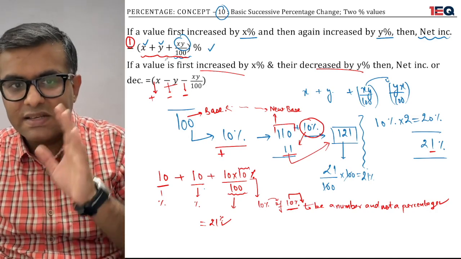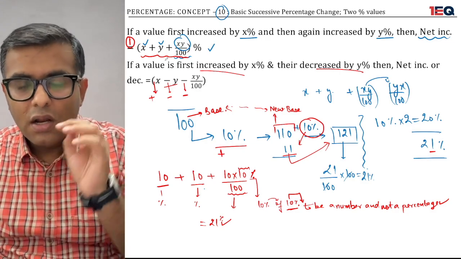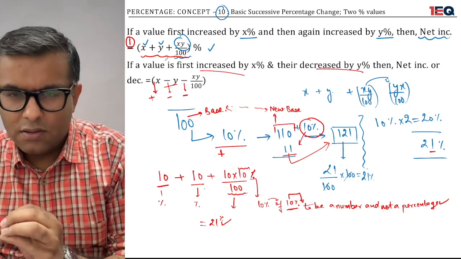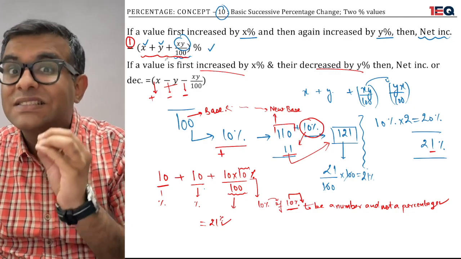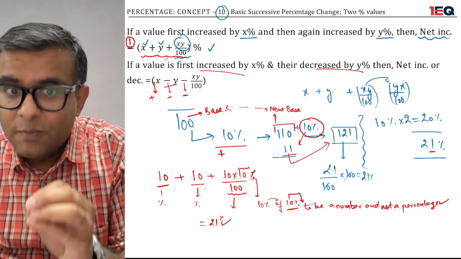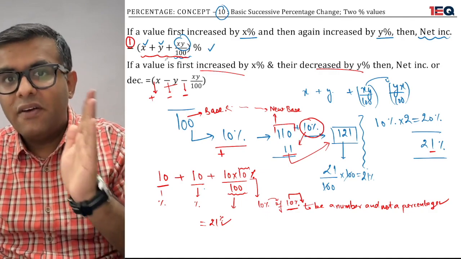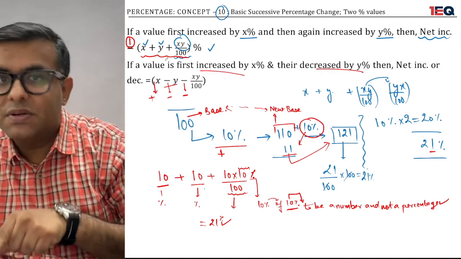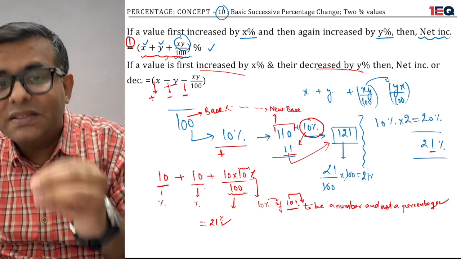This is a very basic successive percentage change question where two percentages cannot be simply added. They need to be added successively, one after the other. The impact of the first percentage would go to the second percentage. The impact of the first percentage would create a new base.